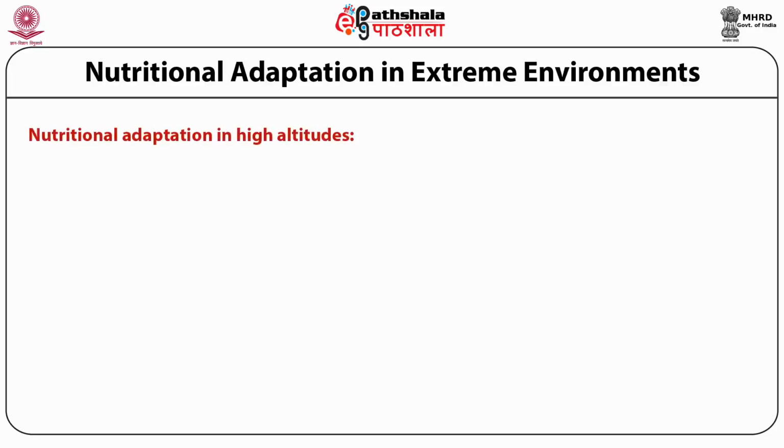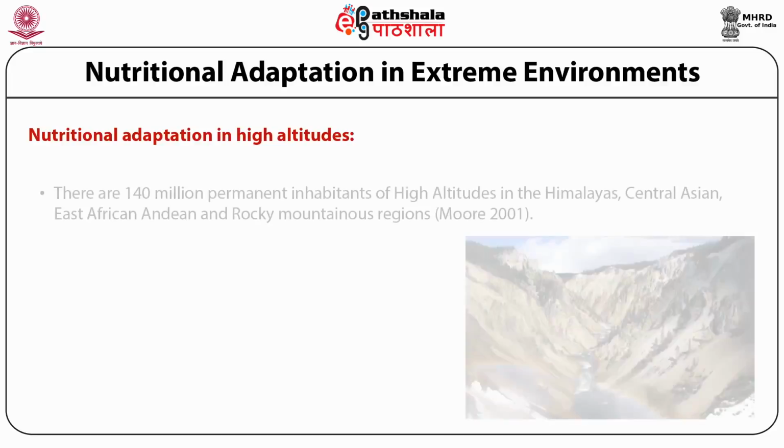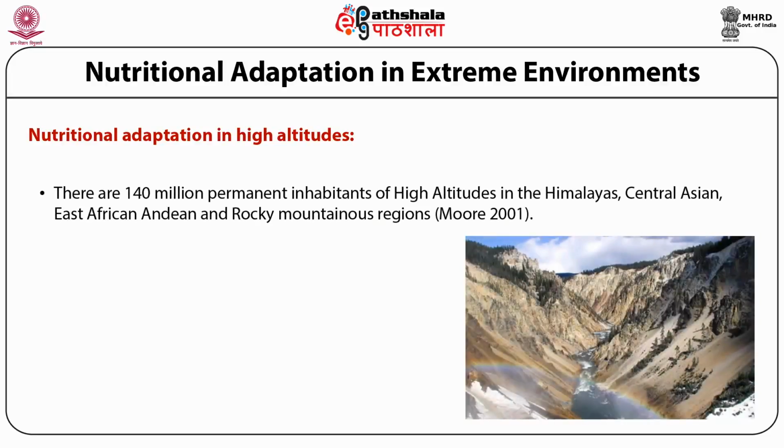Nutritional adaptation in high altitude. There are 140 million permanent inhabitants of high altitude in the Himalayas, Central Asian, Eastern African, Andean, and Rocky Mountain regions. Permanent residency is restricted to about 4,300 meters, although some ethnic groups, for example miners in the Peruvian Andes, are reported to live at heights of 5,500 meters for a short period of time.